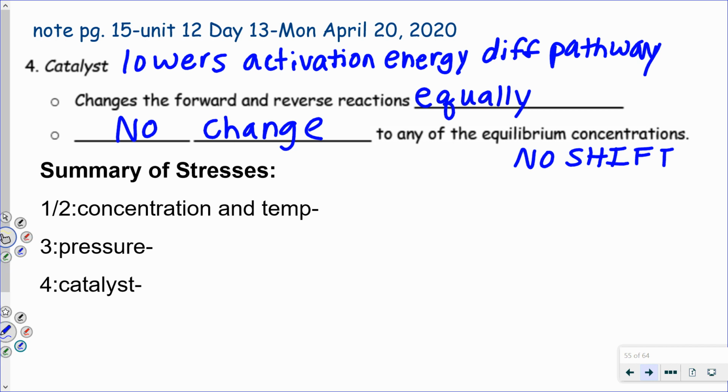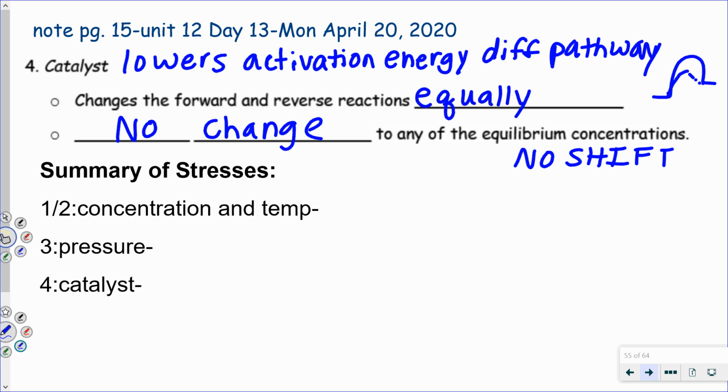It doesn't go left, it doesn't go right, it doesn't change the concentrations of anything, because remember, you're always starting and ending on your potential energy diagram at the same place, regardless if you add a catalyst or not. So it doesn't change the concentrations of anything. So now you've got concentration, temperature, add away, take towards. You got pressure, where you look at moles of gas, and now you have catalysts.